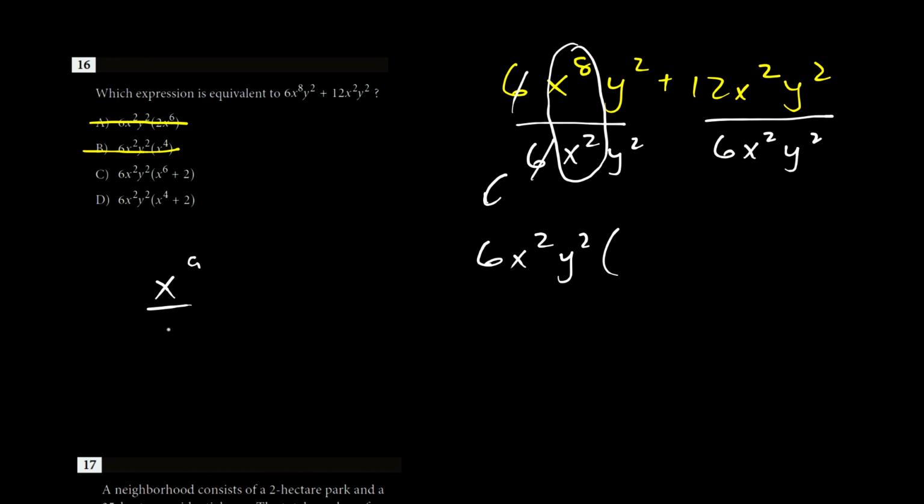x to the a over x to the b will always be x to the a minus b. So we're left with x to the 6. So we can stop right away. We see our answer is choice C. If we keep going, we'll just see that 12 over 6 is 2. The x squareds cancel, y squareds cancel. So exponent rules will be a key piece for you to look at.